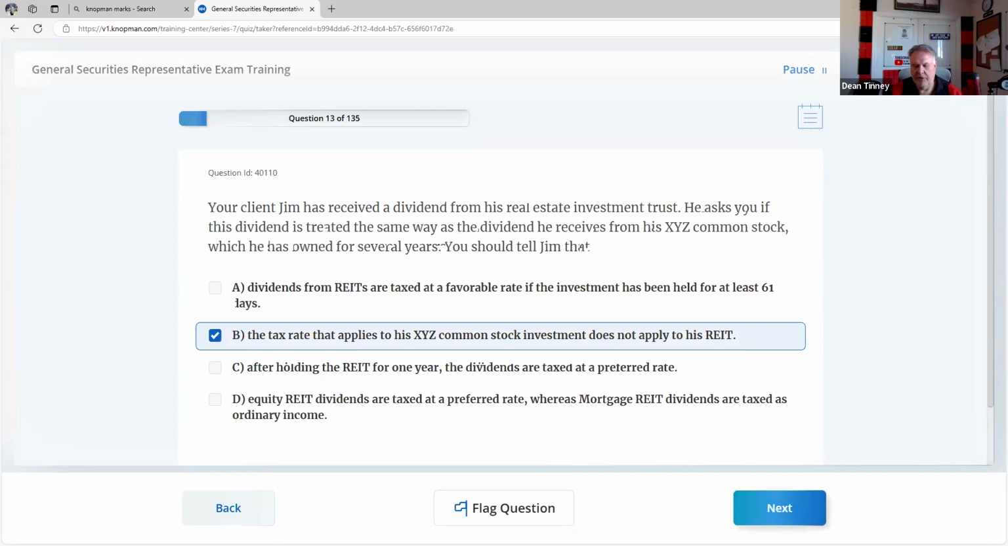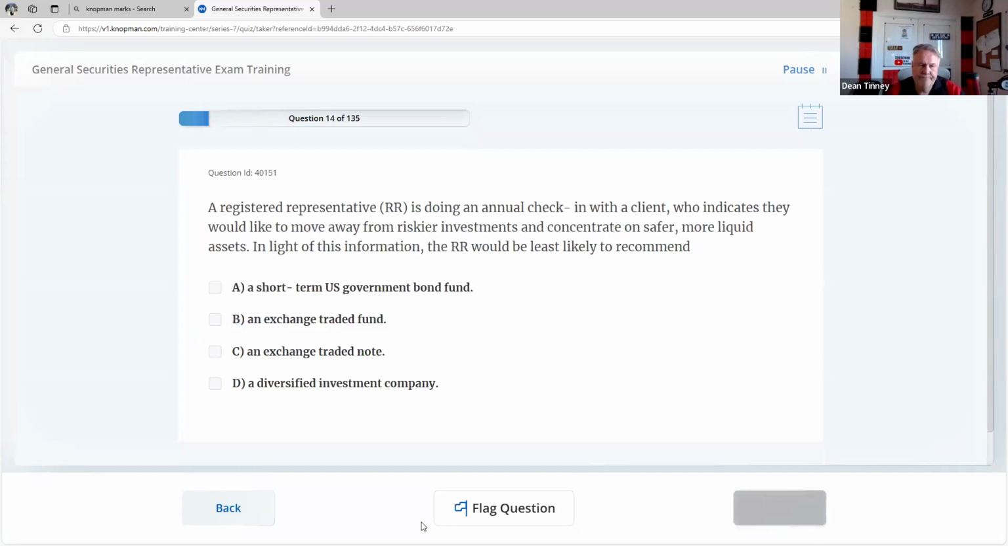I think that's going to be the answer because here's what I'm thinking. We could be overthinking it, but I think what this is getting at is that he's going to get qualified dividends from his common stock. If you've owned the common stock 60 to 90 days, been on the stock before the record date, it's a qualified dividend taxed at a lower rate than your ordinary income tax rates. That's not true of a REIT. So I think B is the correct answer.